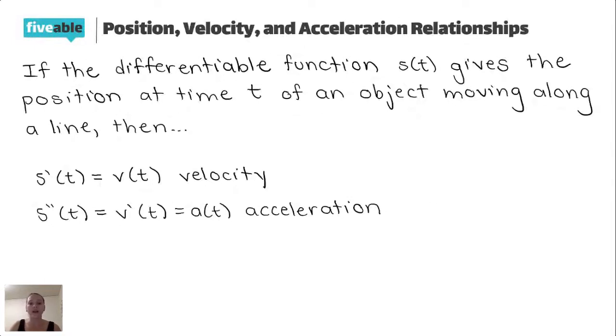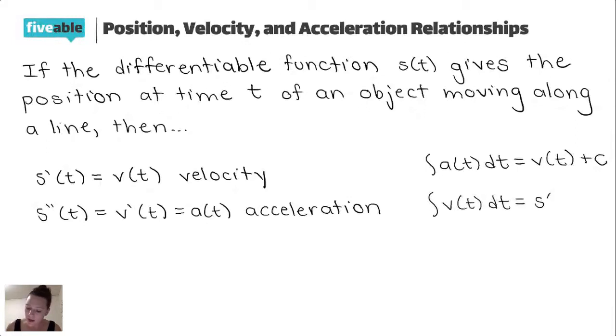If we know that a of t is acceleration, how would we get back to velocity? We would have to take the integral of a of t. So we can say that the integral of a of t dt is equal to v of t plus c. Remember that constant plus c, because this is an indefinite integral. And now going in that same reverse direction, the integral of my velocity, v of t dt, would get me back to my position function, s of t plus c. So we've got these going in both directions for us.